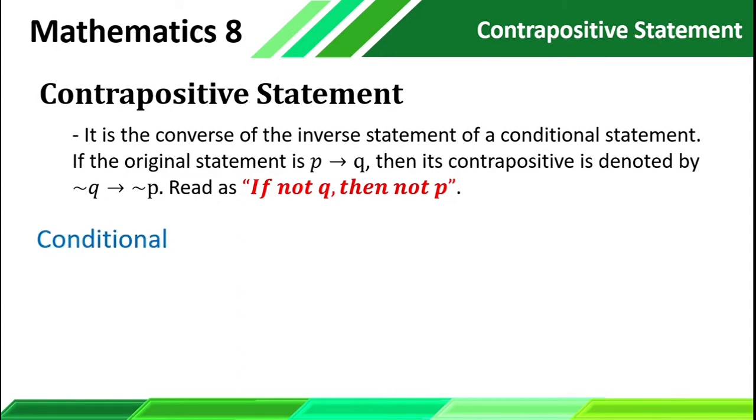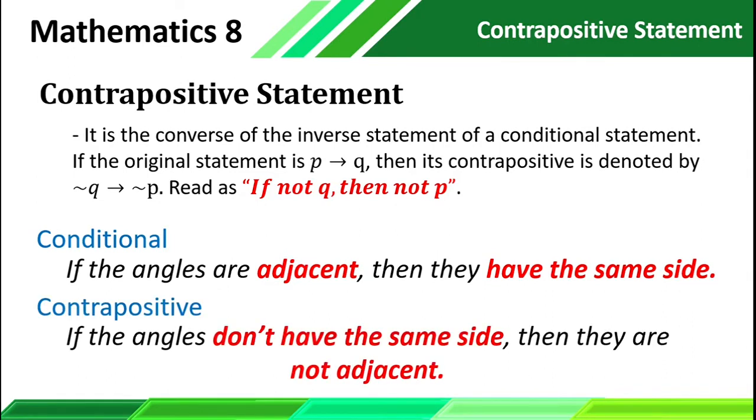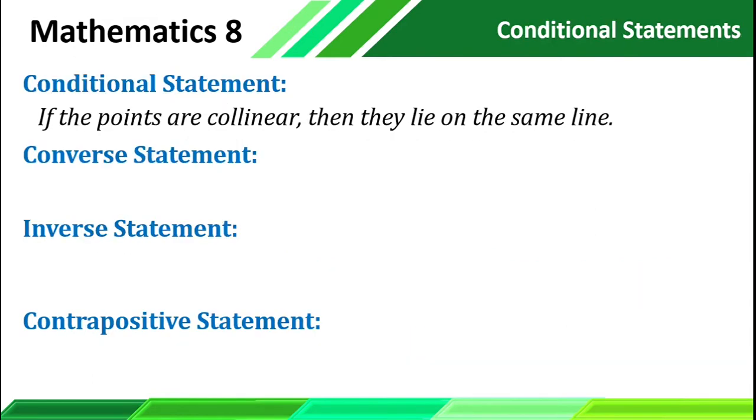So for example, I have here a conditional statement: If the angles are adjacent, then they have a common side. So for our contrapositive, we will negate our hypothesis and conclusion, and then we will also switch them. So if the angles don't have a common side, then they are not adjacent. So this is how we create inverse, converse, and contrapositive statements.